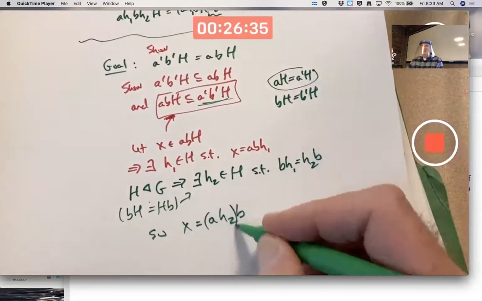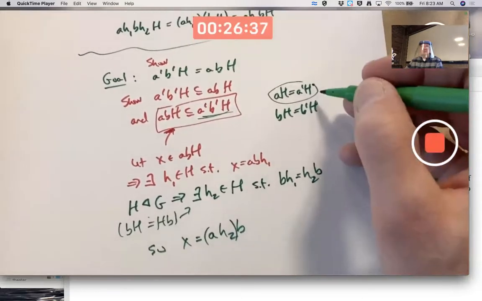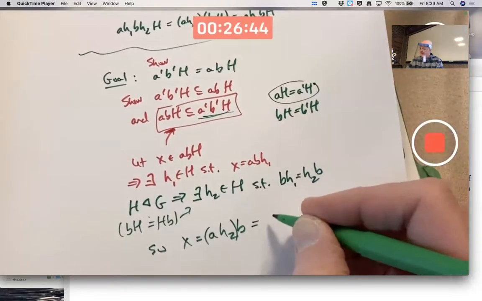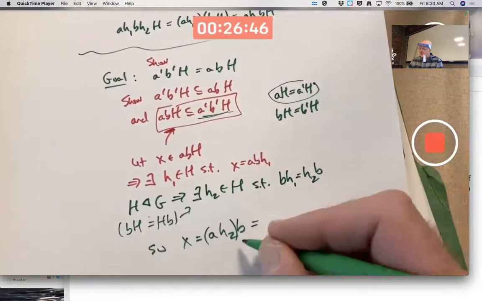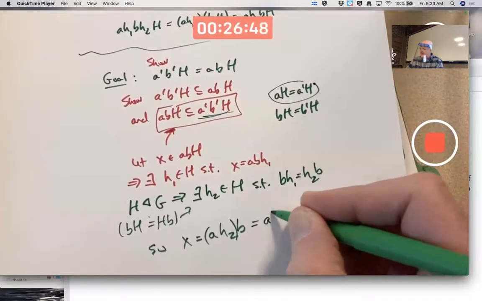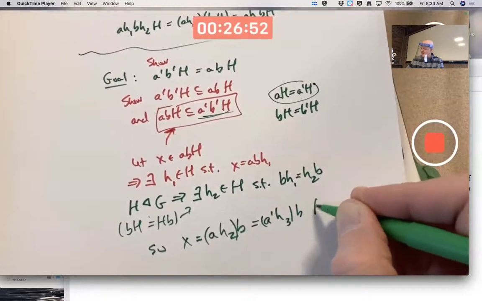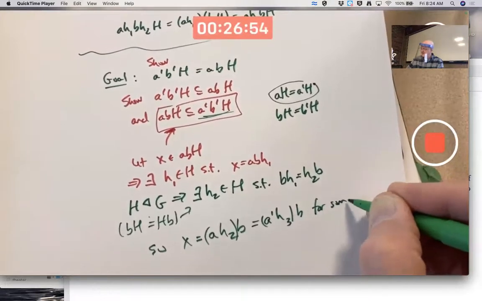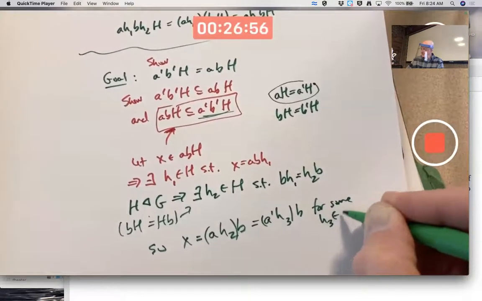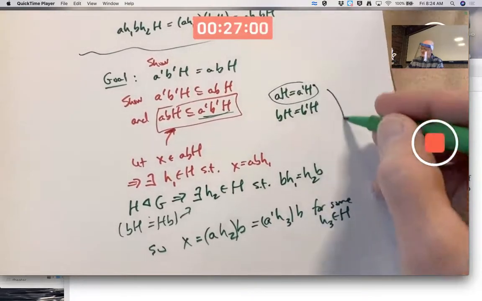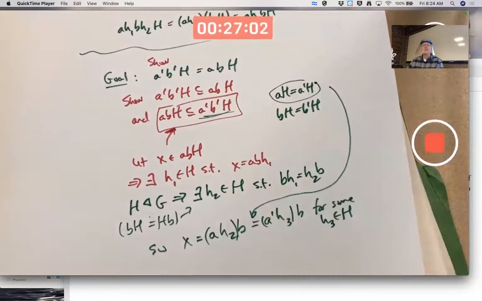Focus on AH2. The fact that I'm assuming AH equals A prime H means that AH2 equals A prime H3 for some H3 in H, based on this. That's the way to get the A prime in there.